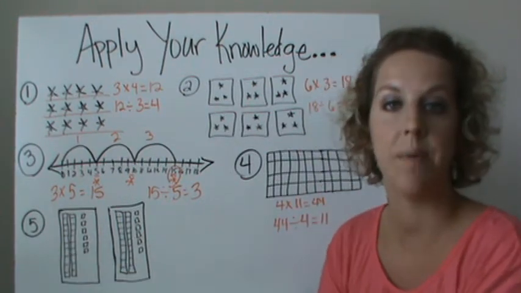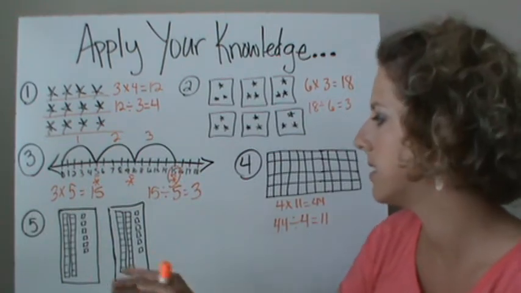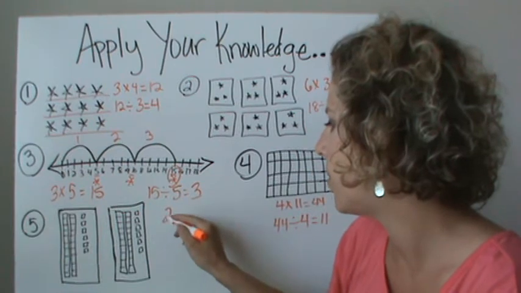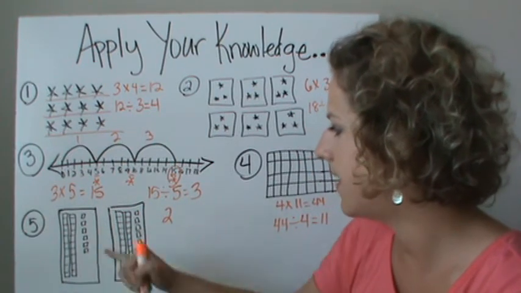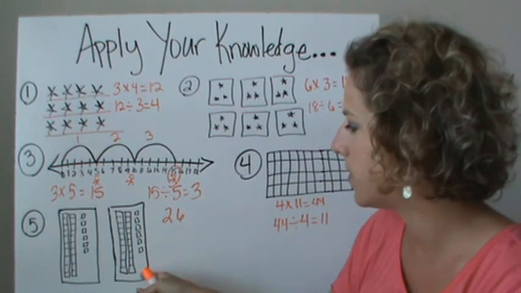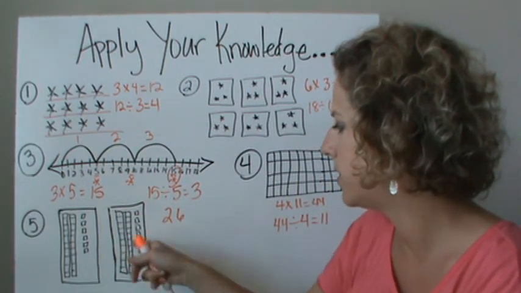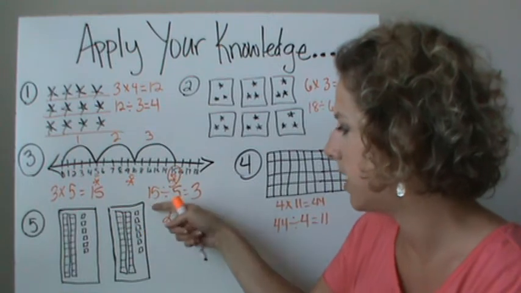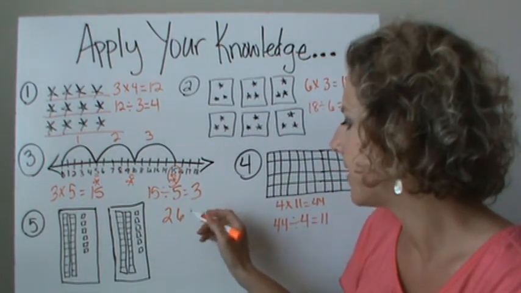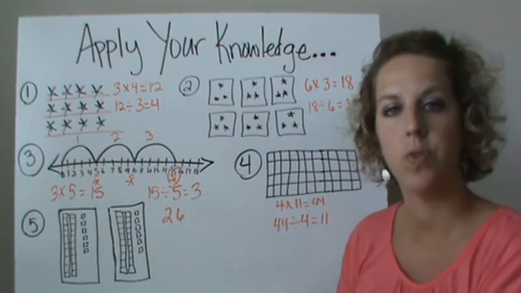And the last example, going back to our base 10 blocks, we have 2 10 rods, so we have 20, and then 1, 2, 3, 4, 5, 6, 26. Let's make sure that's over here as well. 10, 20, 21, 22, 23, 24, 25, 26. So we have 2 sets of 26.